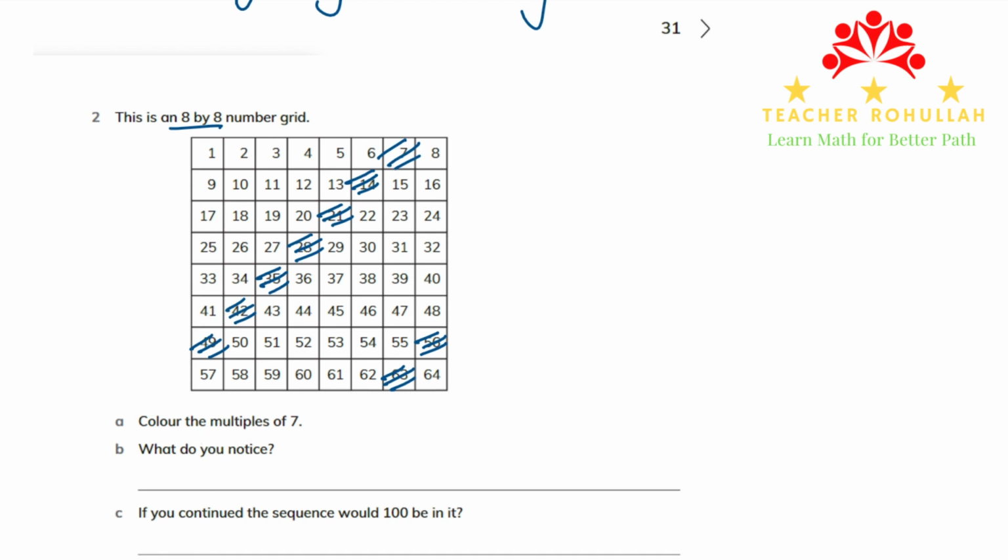Part B says, what do you notice? What we notice here is that the multiples of 7 make a diagonal line. Here also it makes a diagonal line, and over here also it makes a diagonal line. Well, in part C, let me scroll a bit down.